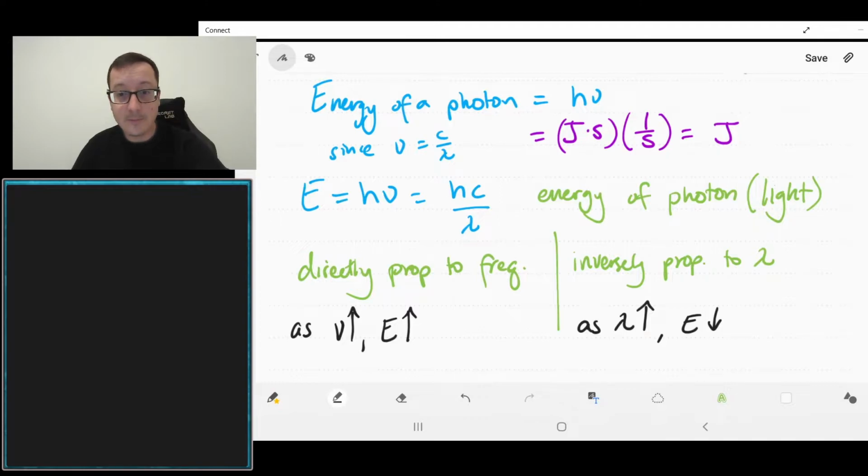So we're going to see that we can talk about light. Very commonly, we talk about light using wavelength. That's our most common way of talking about it. And so understanding that a longer wavelength means lower energy is an important part for us.